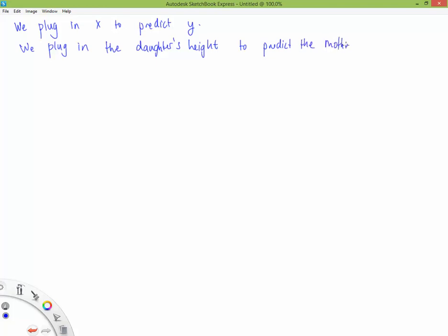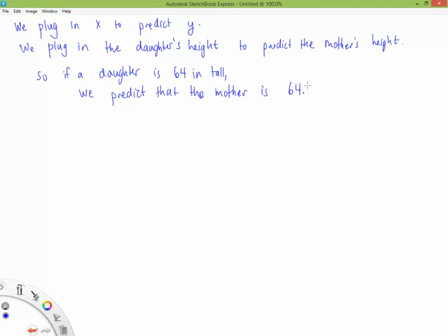Okay, so if a daughter is 64 inches tall, we predict that the mother is 64.0833 inches tall. Okay. So this is our prediction.